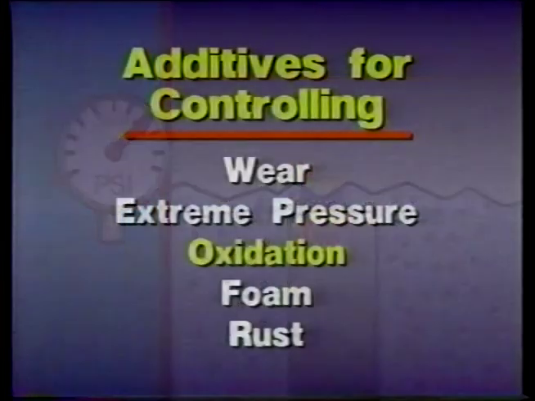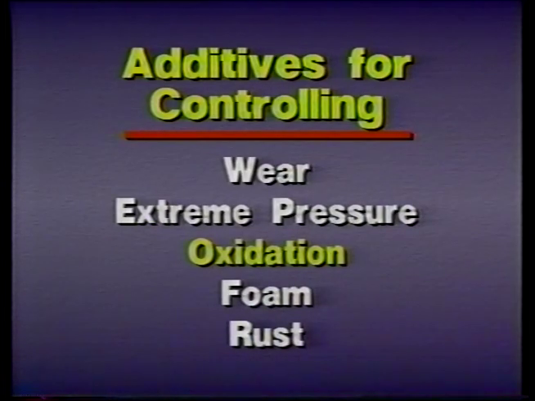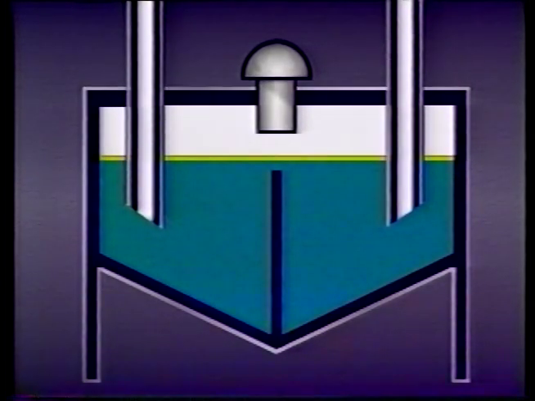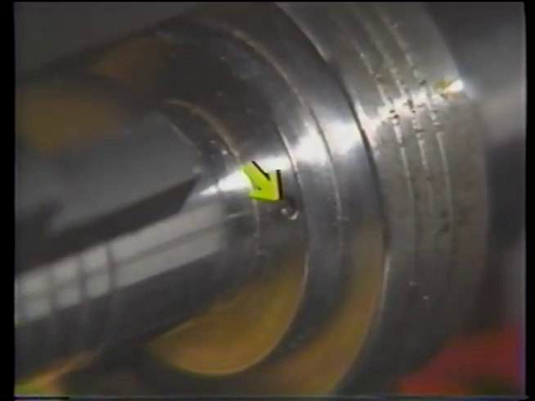Another common problem, especially with petroleum-based fluids, is oxidation. Oxidation occurs when oil combines with oxygen. This usually happens in the reservoir or at the pump outlet. In the reservoir, the surface of the oil reacts with oxygen in the air, forming mild acids and soaps. The acids can pit or corrode the metal surfaces of components, while the soaps can plug orifices and clog lubrication paths.